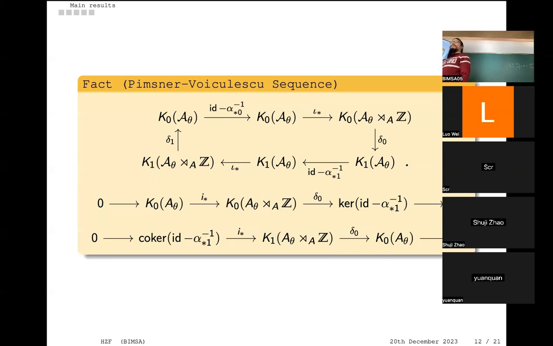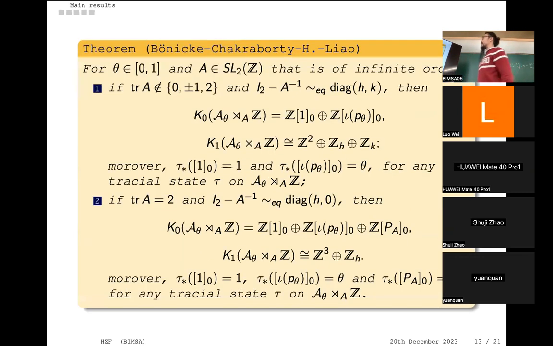So you can write this map down explicitly, and the kernel is 0. Then the induced map at the K0 level gives you an order isomorphism, and the rest of the computation is really easy. So for most of the cases it's quite easy, as long as the trace of the generating matrix of this integer action is not 2.